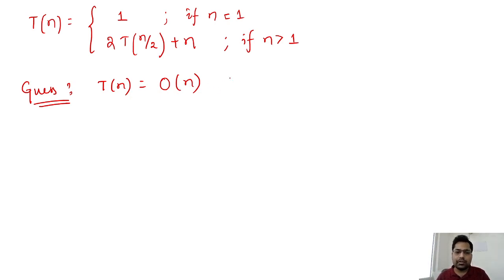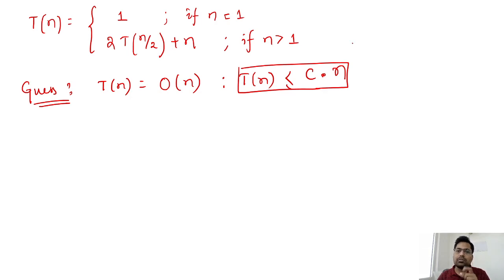T of n is big O of n, which is indirectly said to be, as per the formula, less than or equal to a constant multiplied with g of n. In that g of n, you replace n. This is how we can represent big O of n. Our main target in substitution is to find the constant, whether it is greater than 0, or greater than or equal to 0, or greater than 1. That is our target: the value of c and the value of n0, as we have already read.